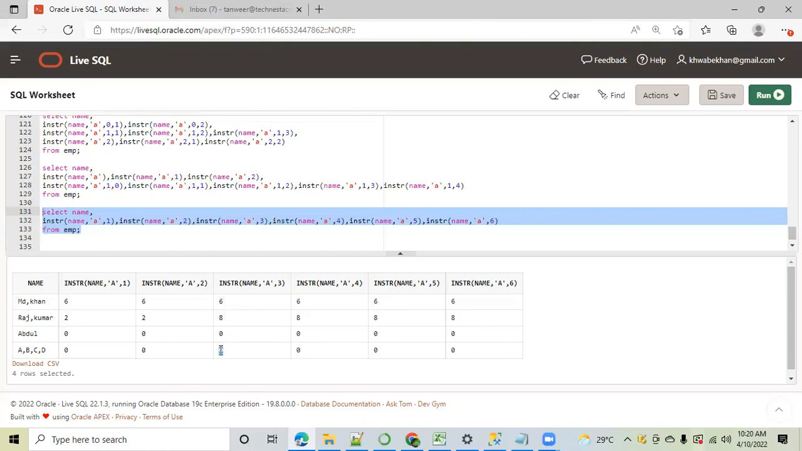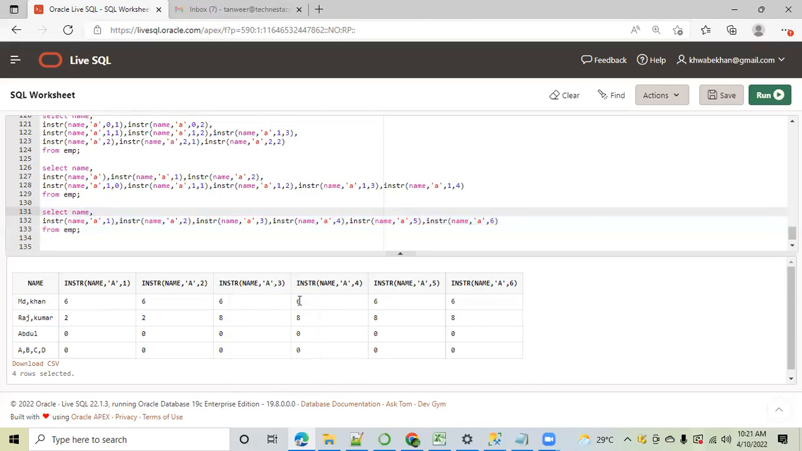And here it is 0 and this is 0. This is very clear because there is no small a. That's why this is coming like that. Now the question is, why in MD Khan is this showing the first occurrence, and why in Raj Kumar is this showing the second occurrence? I think that's the question, right?